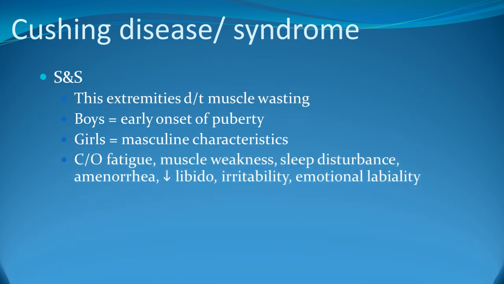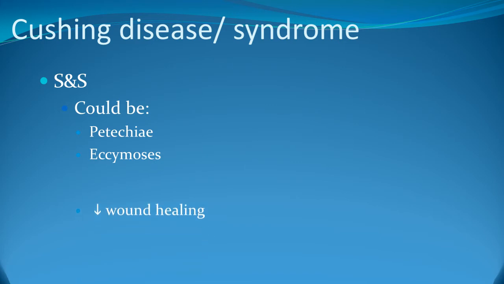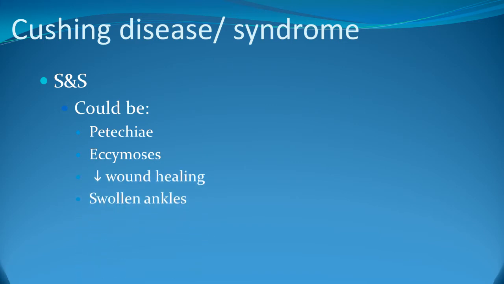Boys will have early onset of puberty, and girls will have masculine characteristics. They will complain of fatigue, muscle weakness, sleep disturbances, amenorrhea, decreased libido, irritability, and emotional lability. Signs and symptoms could be petechiae, ecchymosis, decreased wound healing, and swollen ankles.